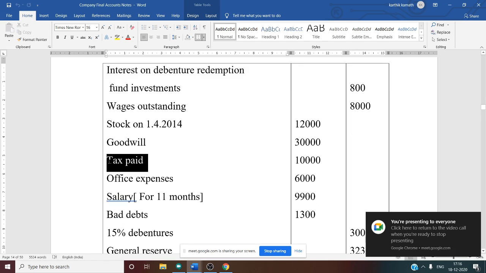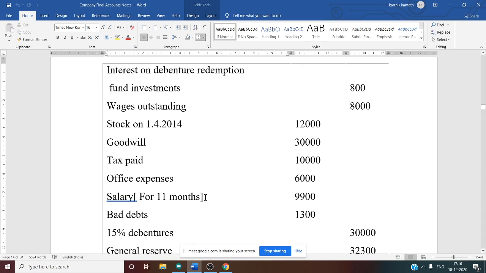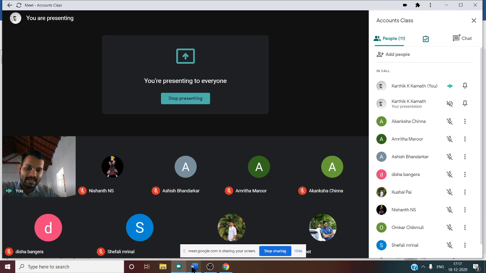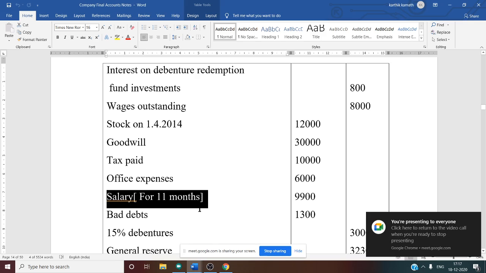Then tax paid, there is an adjustment that we have to see. Then office expenses, other expenses, working note number 30. Then salary. What about salary? Salary is employee benefit expense, that is working note number 27. But there is an outstanding salary. Outstanding salary, other current liability, that is working note number 9.